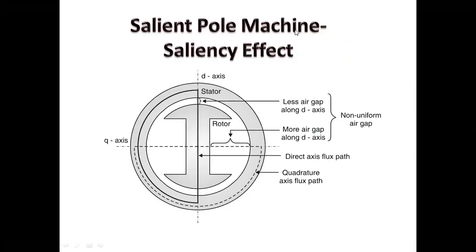This is a salient pole machine. We can observe the two pole faces, top side and bottom side. You can assume this as north pole, this as south pole. And it is surrounded by a cylindrical stator core.